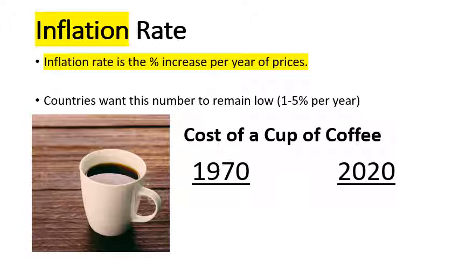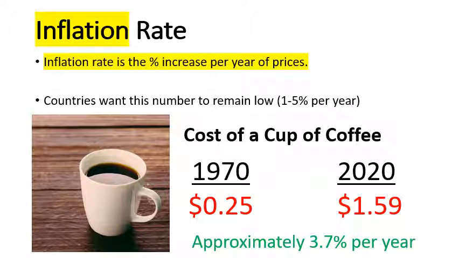Okay, so to illustrate the concept of inflation, what I have here is the cost of a cup of coffee. Back in 1970, the average cost for a cup of coffee was 25 cents. Today, in 2020, it's up to $1.59. Now, the coffee hasn't changed. Okay, coffee is exactly the same, but the price has gone up because of inflation. Okay, if we use coffee as an example, that's about a 3.7% increase in the price of coffee per year. Okay, so that is an inflation rate that countries would live with because it's between 1 to 5%.